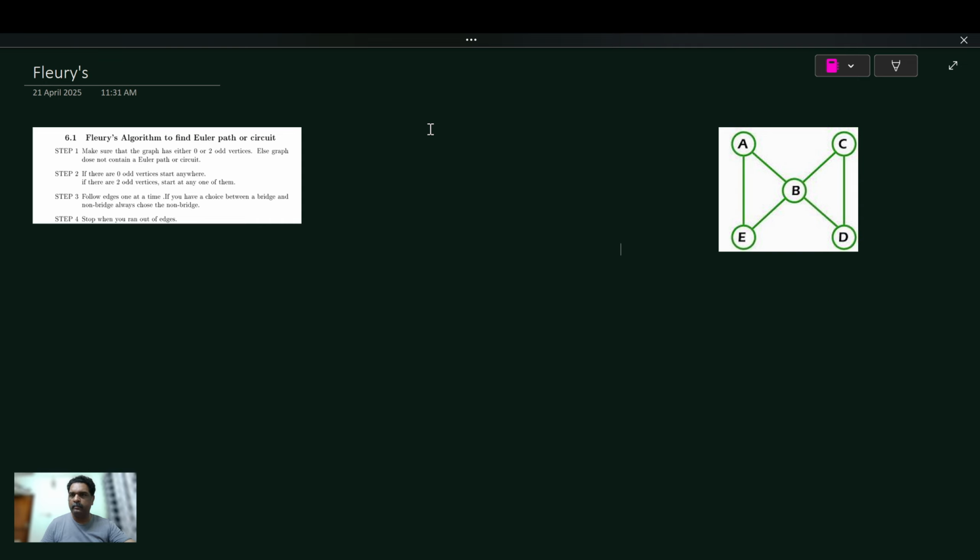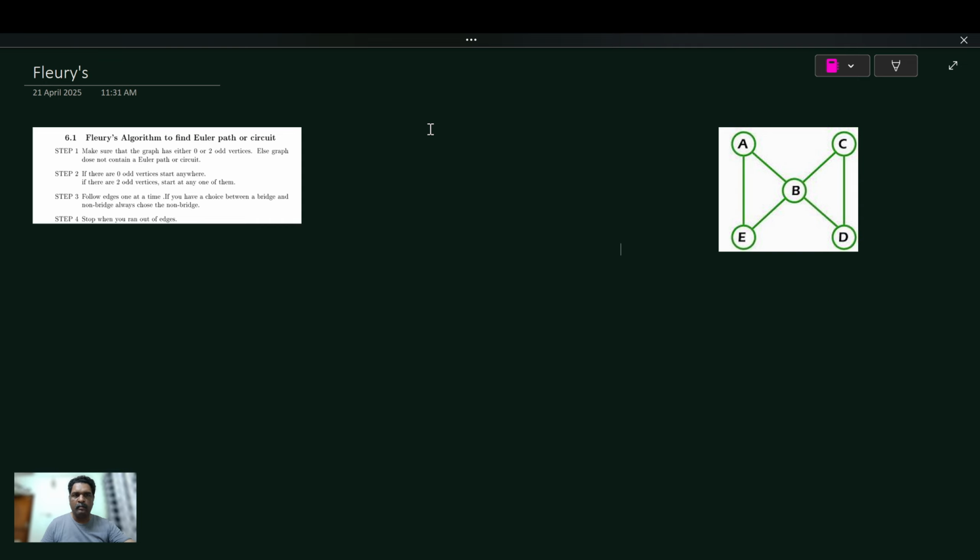If the graph has 0 odd vertices, then we can go for an Euler circuit in the graph. And if it has exactly 2 odd vertices, then we can have an Euler path in the graph. If there are 0 odd vertices, then we can start from any arbitrary vertex of the graph. And if there are exactly 2 odd vertices, then we can start from any one of those odd vertices.